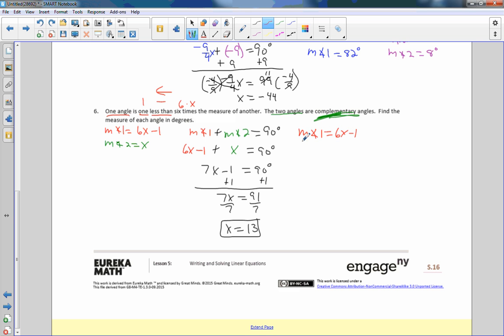So the measure of angle 1 is 6x minus 1. The measure of angle 1 equals 6 times 3 is 18, 6 times 1 is 6, plus 1 is 7, minus 1. The measure of angle 1 is 77 degrees. The measure of angle 2 equals x. The measure of angle 2 equals 13. We are done. 77 plus 13 equals 90 degrees.